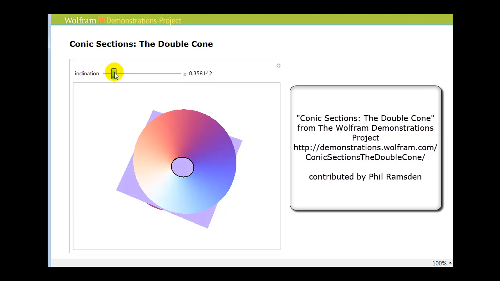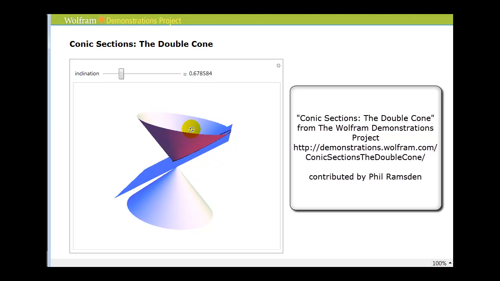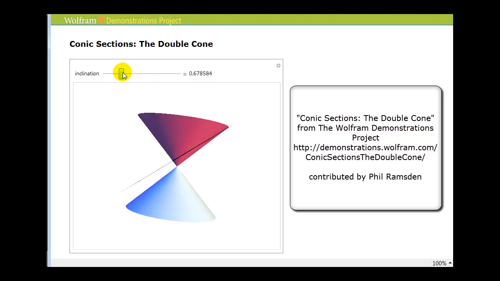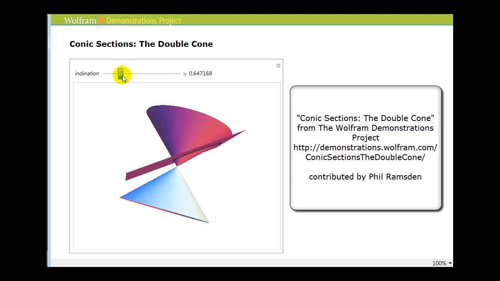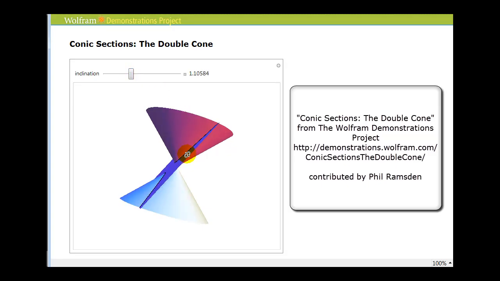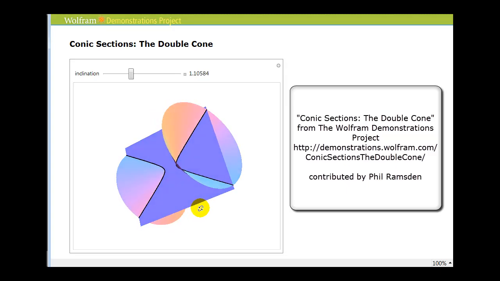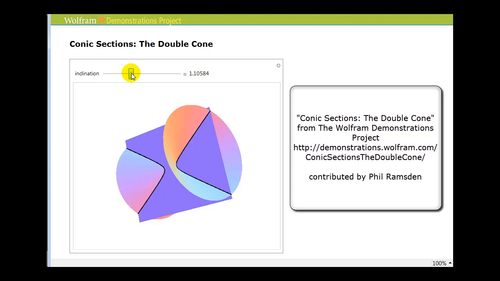If we change the angle of inclination, as long as it only intersects one nape, it is still an ellipse. Now if we change the angle of incline so that it's parallel to one of the generators, as we see here, the conic section would be a parabola. And the hyperbola is generated when the plane intersects both napes. So this would be the hyperbola, and we can see the shape. And there you can see the shape of a hyperbola.